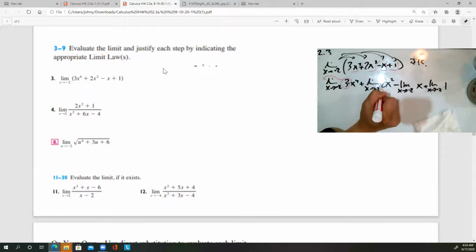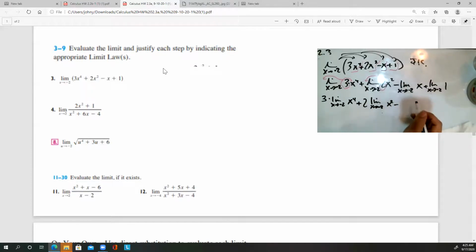This 2, since it's being multiplied by 2, comes out to the front as well. So that becomes 3 times the limit as x approaches negative 2 of x to the 4th, plus 2 times the limit as x approaches negative 2 of x squared, minus 1 times the limit as x approaches negative 2 of x, and then plus the limit of a constant, which is the constant itself, just plus 1, okay?